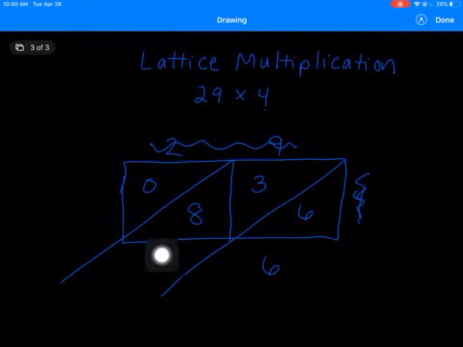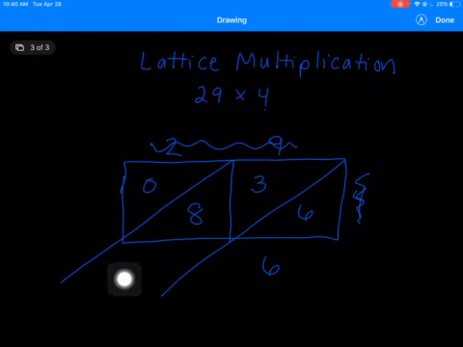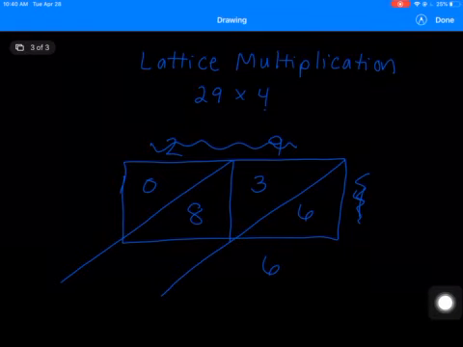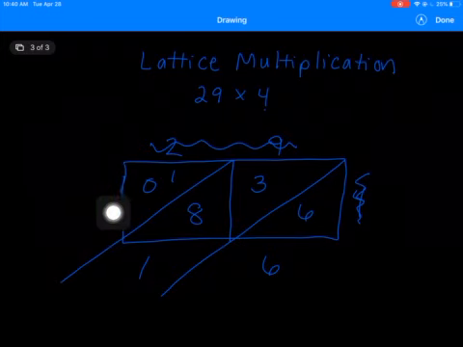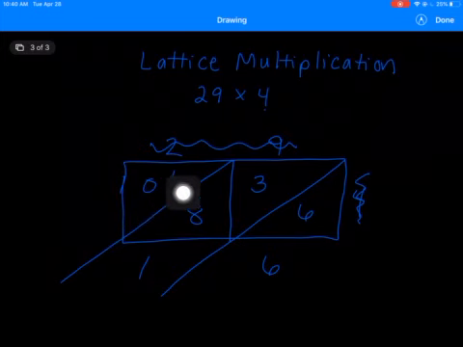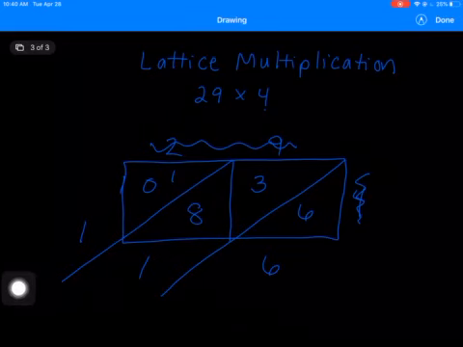In this diagonal, though, I have 8 and 3, so I need to add them together, and that gives me 11. Well, because 11 is a 2-digit number, I'm going to have to put my ones place down below, and I'm going to carry the next place over. So that in this diagonal, which is my hundreds place, I now have 0 and 1. So I'm going to add those together, and I get 1. And so my answer to 29 times 4 is right here, 116.